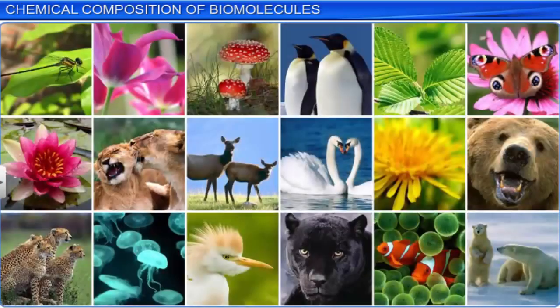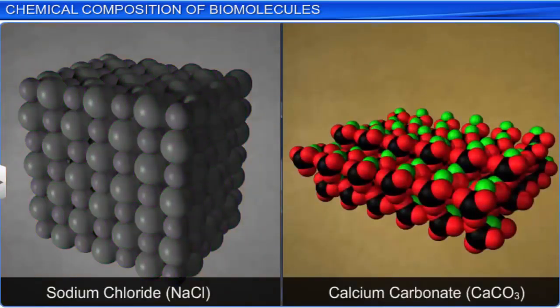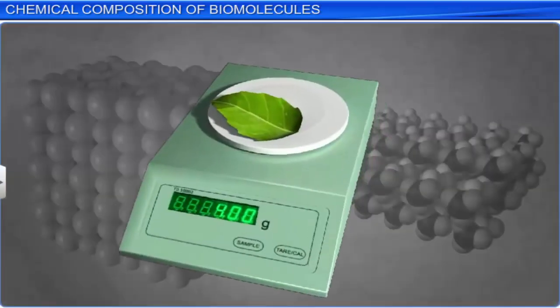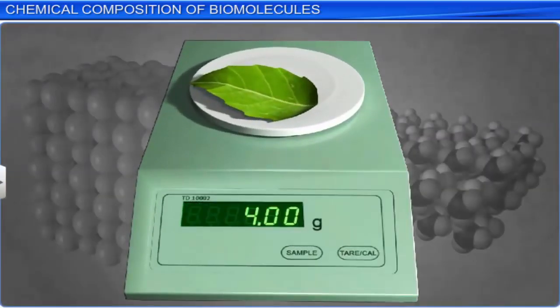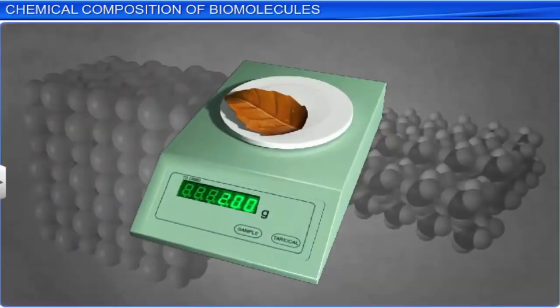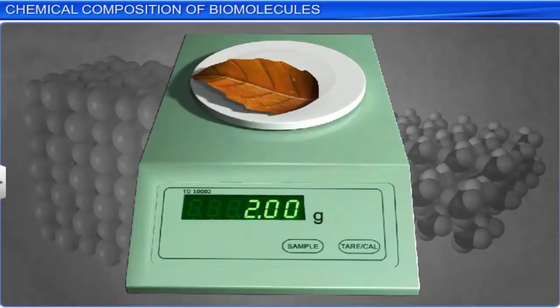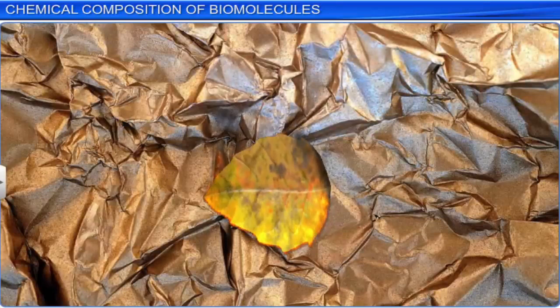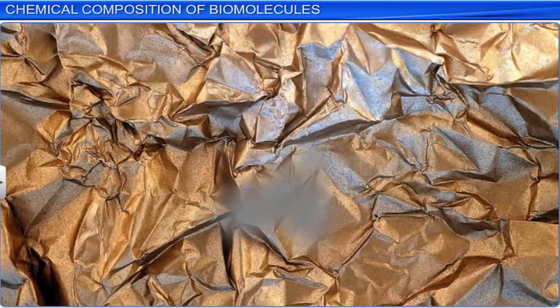Living beings are also composed of inorganic compounds such as sodium chloride and calcium carbonate. To analyze the constituents of inorganic compounds, we carry out the following process. We take a small amount of living tissue, such as a leaf, and weigh it. This weight is known as wet weight. Then we dry this leaf to allow the water to evaporate to get its dry weight. Now, when we burn the leaf, the carbon compounds get oxidized and the leaf releases carbon dioxide and water vapor.